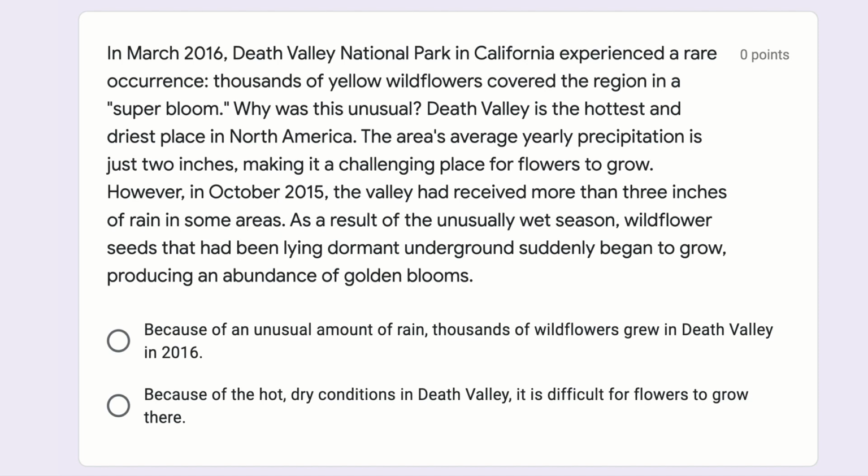In March 2016, Death Valley National Park in California experienced a rare occurrence. Thousands of yellow wildflowers covered the region in a super bloom. Why was this unusual? Death Valley is the hottest and driest place in North America. The area's average yearly precipitation is just 2 inches, making it a challenging place for flowers to grow. However, in October 2015, the valley had received more than 3 inches of rain in some areas. As a result of the unusually wet season, wildflower seeds that had been lying dormant underground suddenly began to grow, producing an abundance of golden blooms.